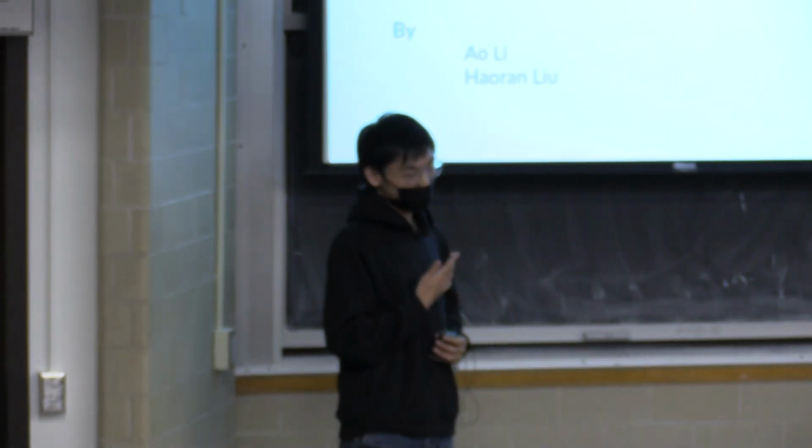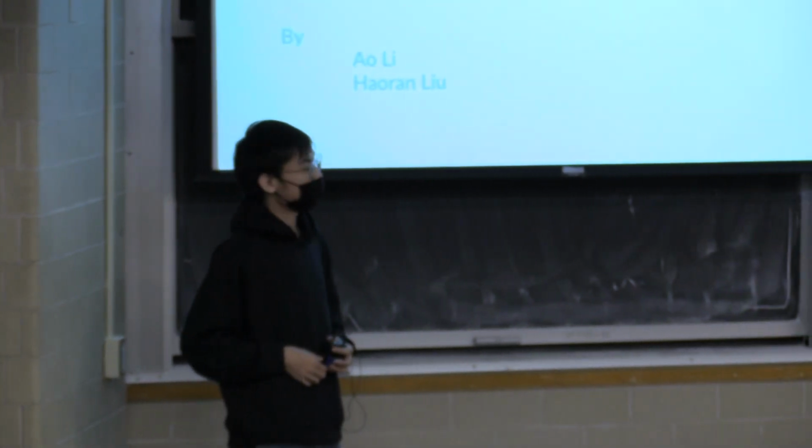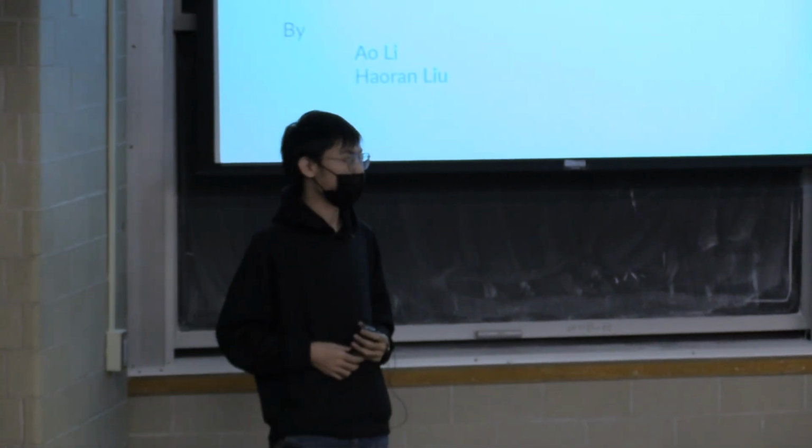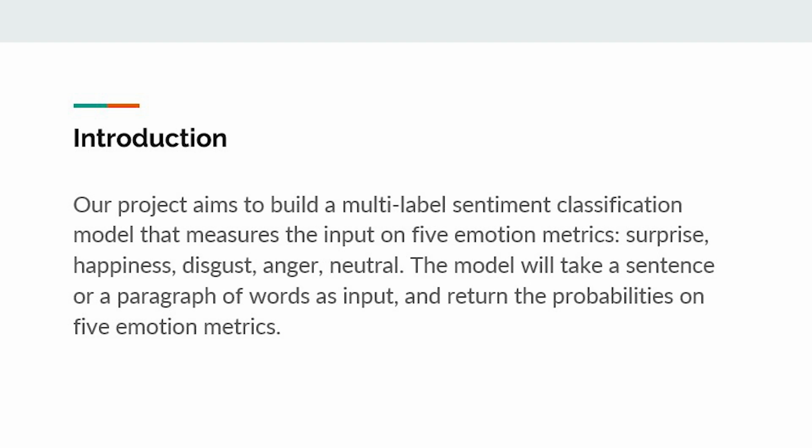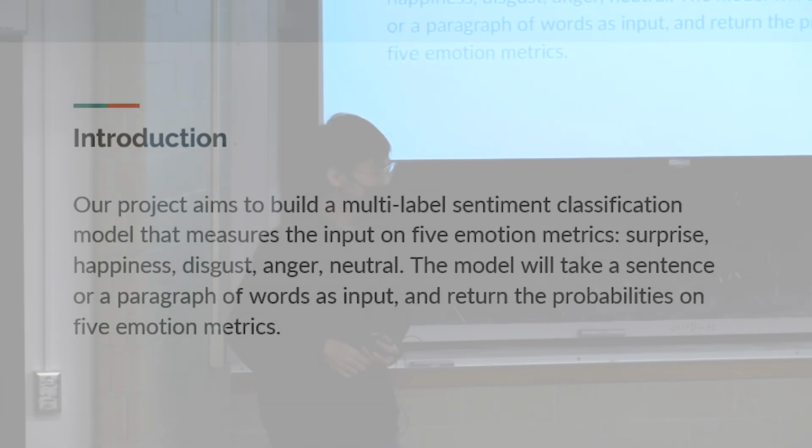We're going to present our project on Sensify, which is an application that suggests music based on your emotions. The goal of our project is to build a multi-label sentiment classification model that measures input with 5 emotion metrics, which are surprise, happiness, disgust, anger, and neutral. The model takes an input as either a sentence or a paragraph of words, and it returns a probability on the 5 emotion metrics.